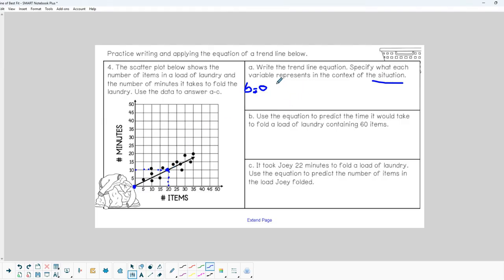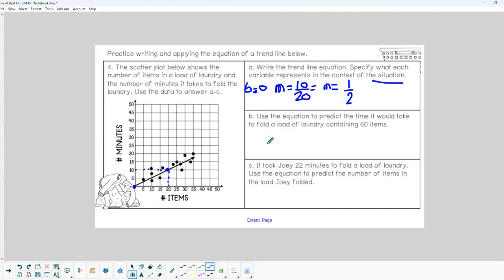So our y-intercept is 0, and our slope, sorry, means that we can fold 10 items in 20 minutes, which if we simplify would be m equals 1/2, meaning we would fold one item every 2 minutes.